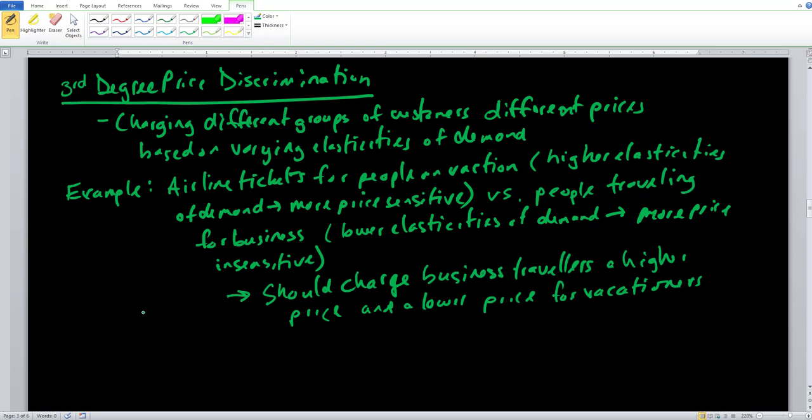Like we said, there are a lot of other good examples of third-degree price discrimination that we can take a look at. What about ticket prices for children? If we go to the fair or the amusement park, you notice that adult prices are going to be different compared to children's prices.